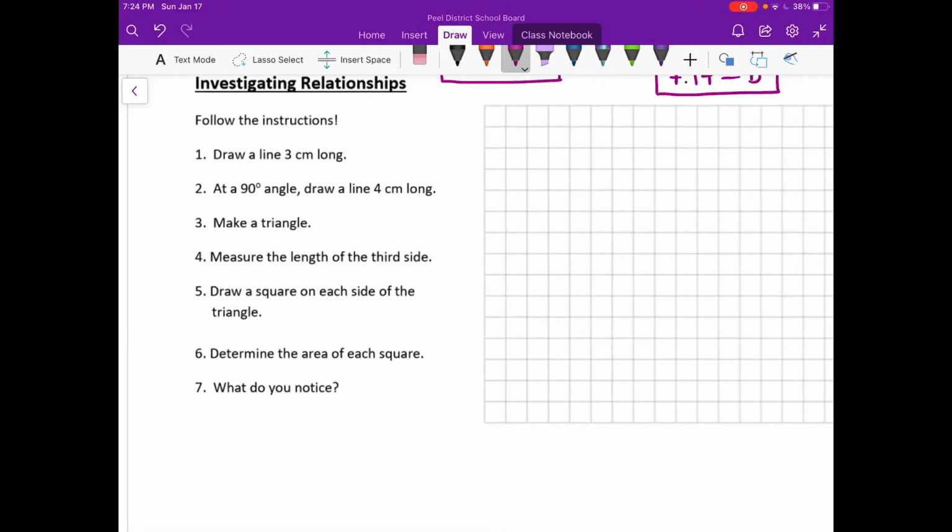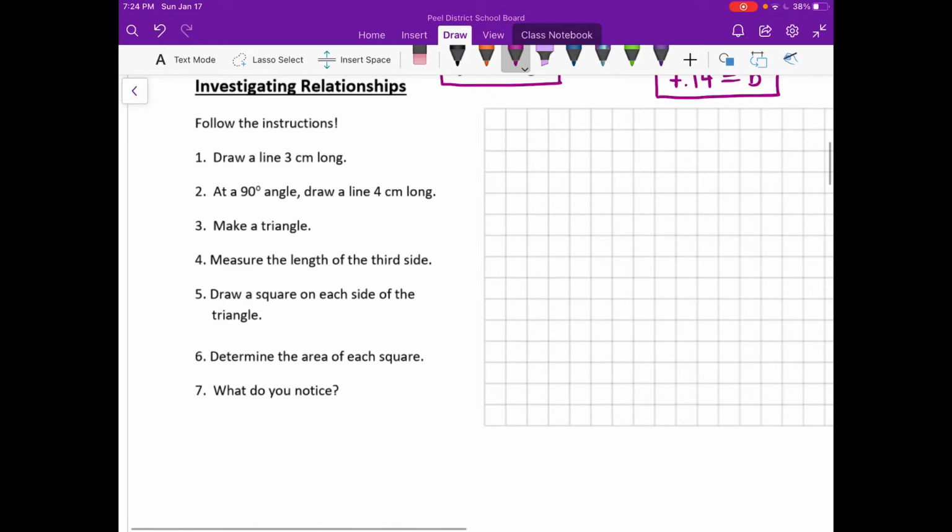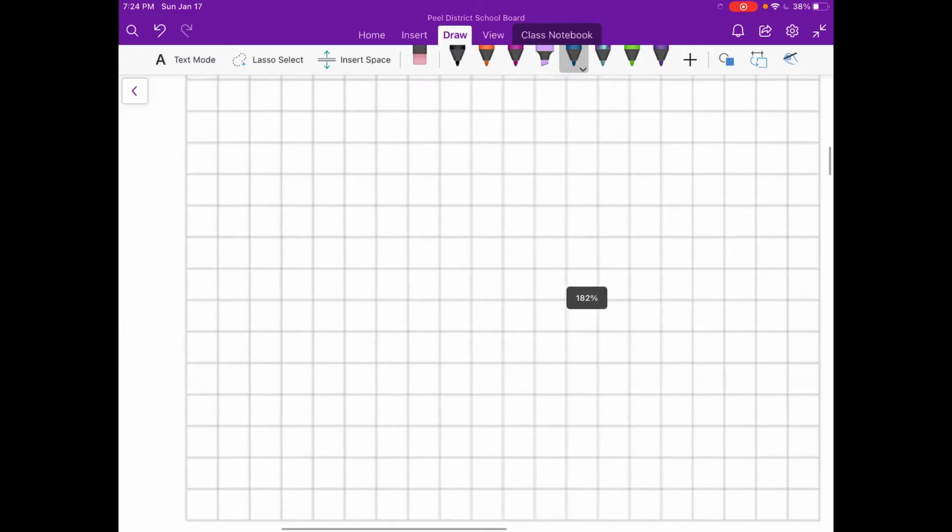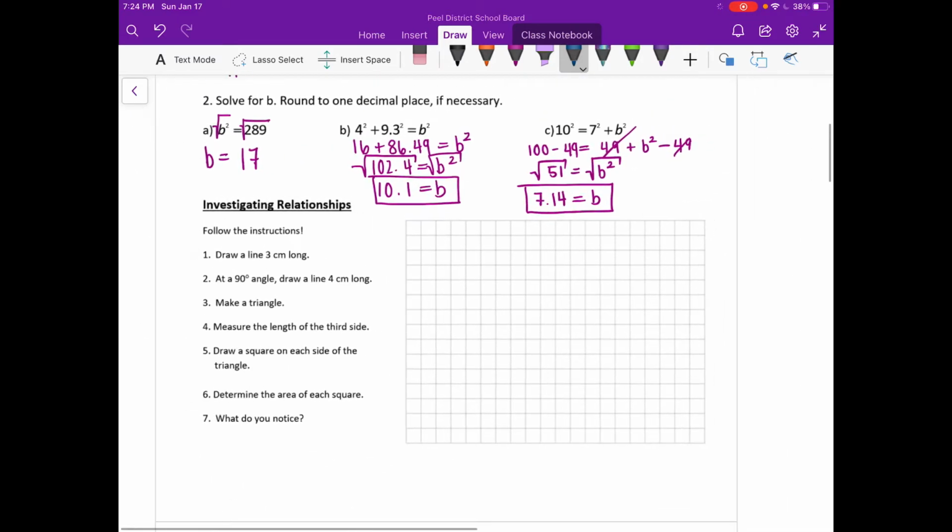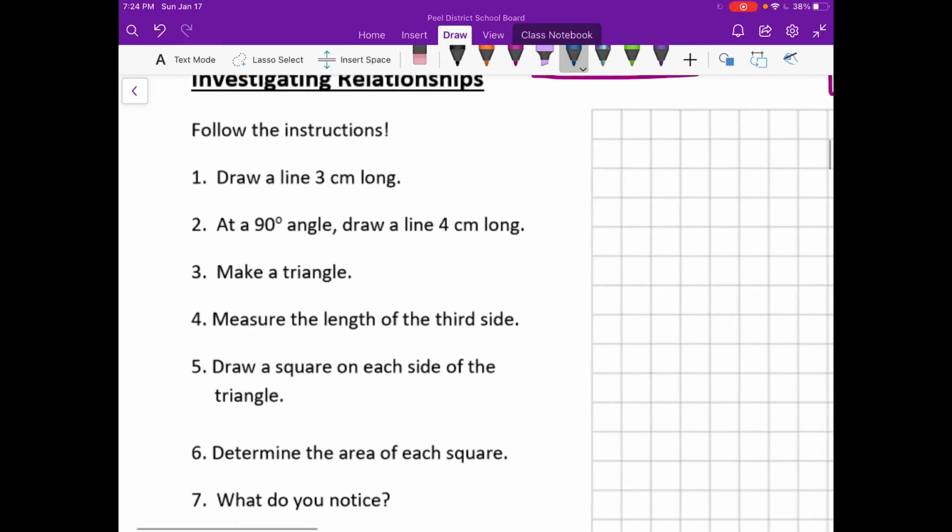Okay, so we're going to do a little bit of investigation. So you're actually going to do this by yourself. Try and actually work through it without watching the video. You're going to have some time in class to do this as well, but I'm just going to show you how we're going to go through it in class. So it says, follow the instructions, and I'm just going to go through the instructions with you. It says, draw a line 3 centimeters long. At 90 degrees, draw a line 4 centimeters long. Then it says, make it a triangle. Measure the length of the third side.